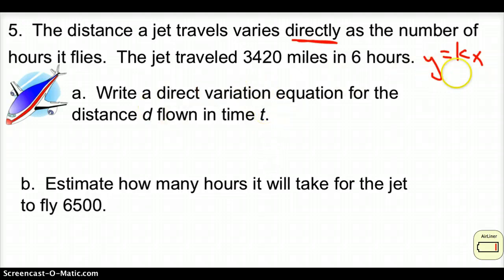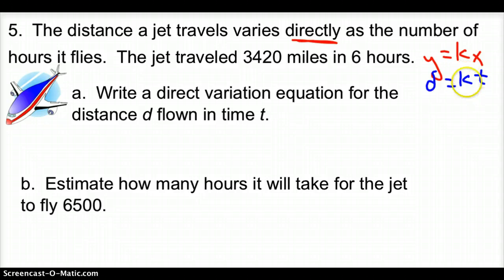So now instead of y and x, I'm going to change my variables where now my y becomes my d because it depends on what x is. So it's d equals kt. So how fast you're flying, which is a rate of change, right? How fast, miles per hour, kilometers per hour.